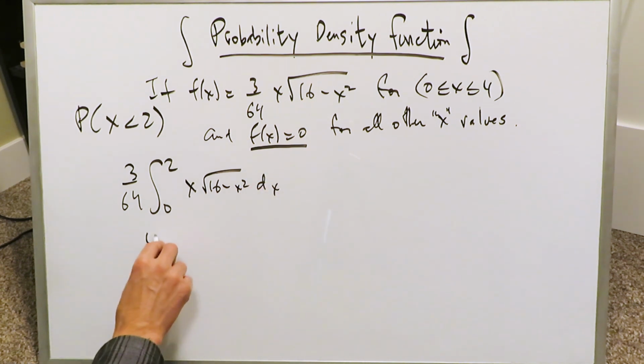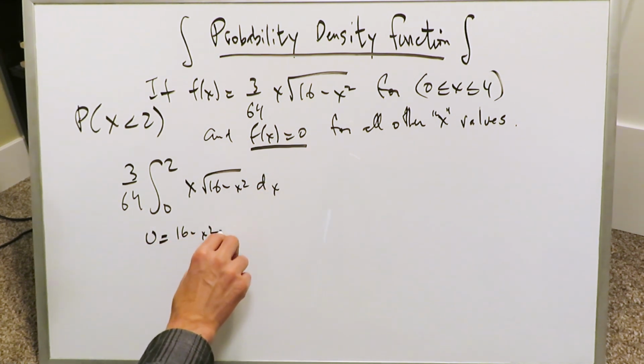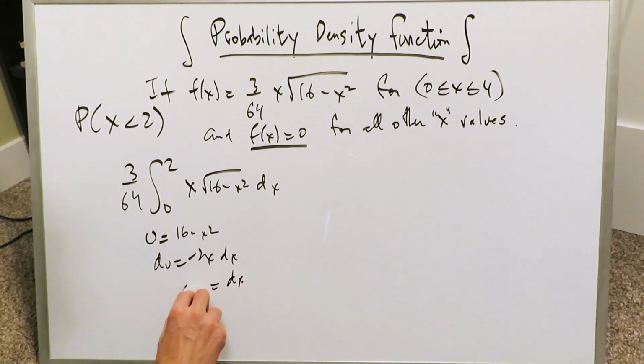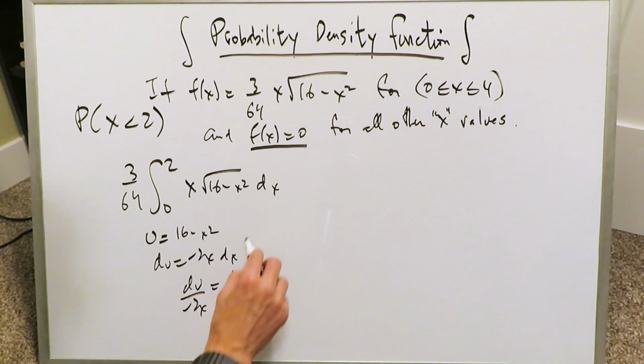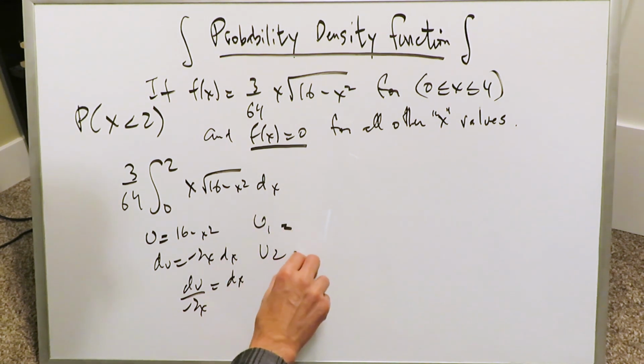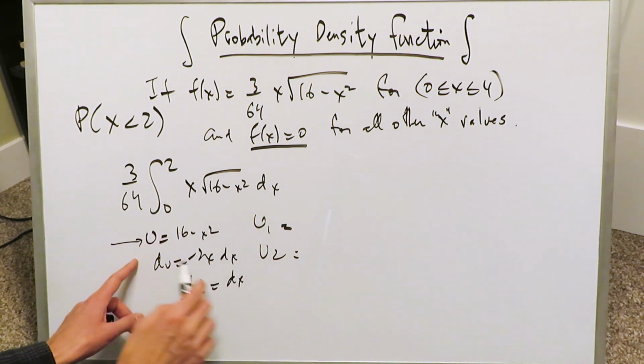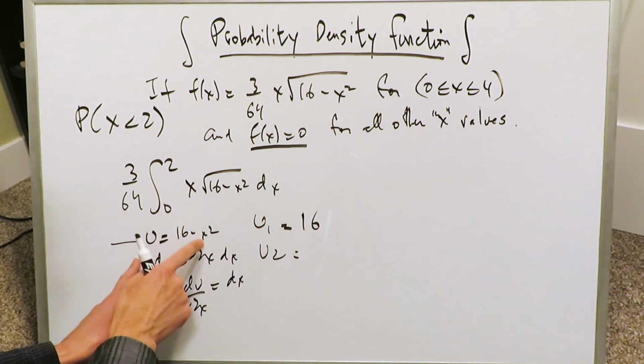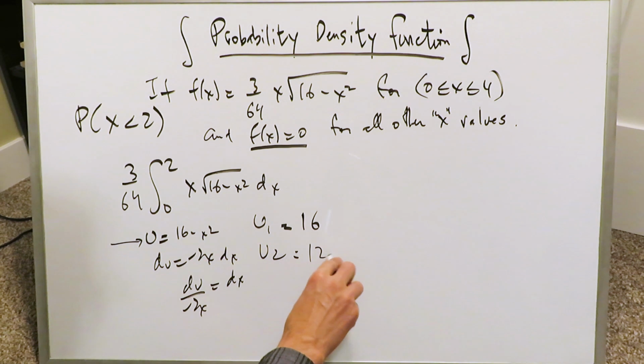Let's do the polynomial substitution. u is equal to 16 minus x squared. du is equal to minus 2x dx, and dx is equal to du divided by minus 2x, with u1 and u2. With regards to this, u1 is equal to 16 minus 0, well that's a 16. u2 is equal to 16 minus 4, which is a 12.